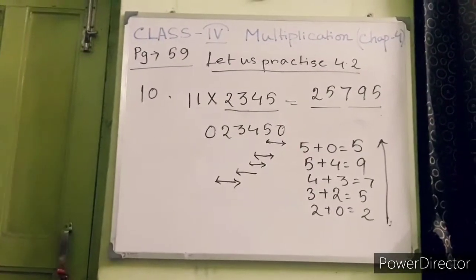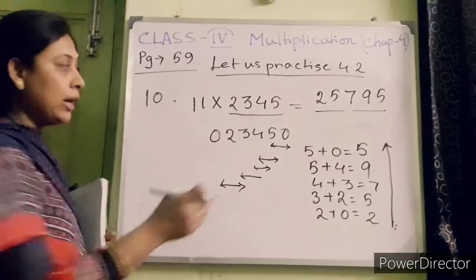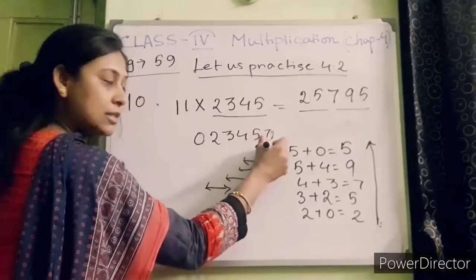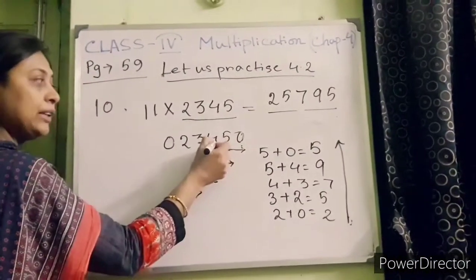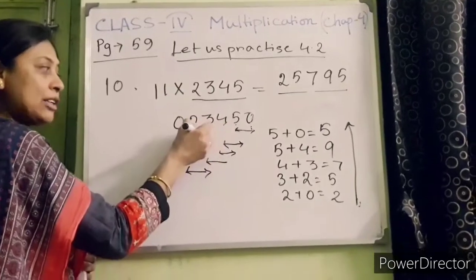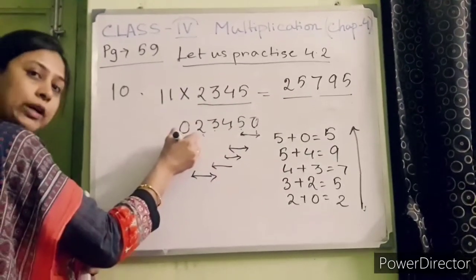Another one I am doing for you. So what will we do here? First you add 5 plus 0, after that 5 plus 4, after that 4 plus 3, after that 3 plus 2, then 2 plus 1. Okay?